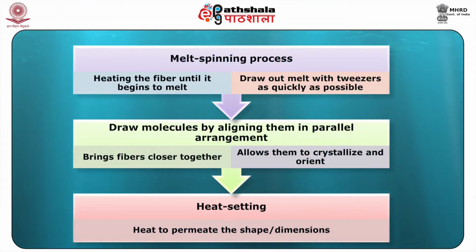There are several methods of manufacturing synthetic fiber, but the most common is the melt spinning process. It involves heating the fiber until it becomes a melt, then drawing out the melt as quickly as possible. The next step would be to draw the molecules by aligning them in a parallel arrangement. This brings the fibers closer together and allows them to crystallize and orient. Lastly, the heat setting. This utilizes heat to permanently set the shape and dimensions of fabrics made from heat sensitive fibers.